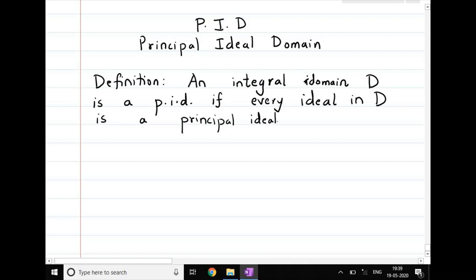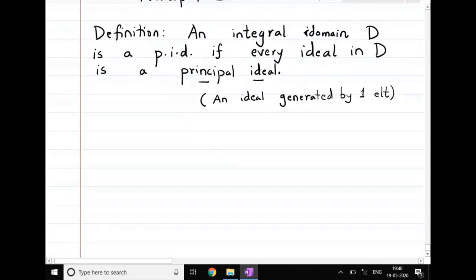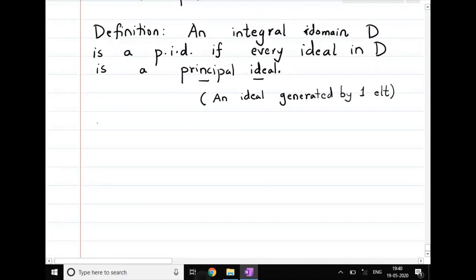So I hope we know what is meant by a principal ideal. A principal ideal means an ideal which is generated by a single element, generated by one element. So that is a principal ideal domain. So let us write what are the examples.